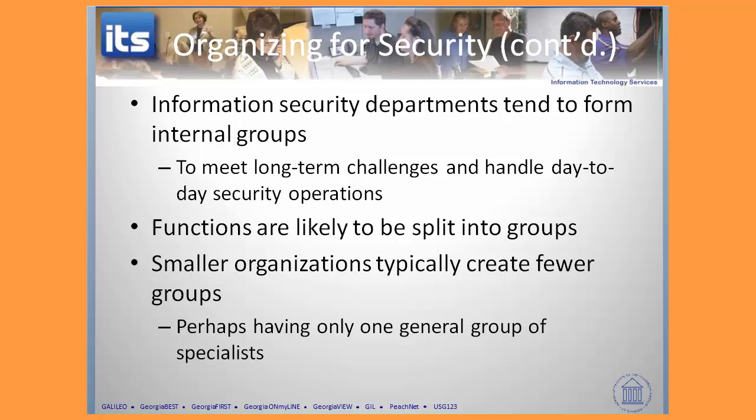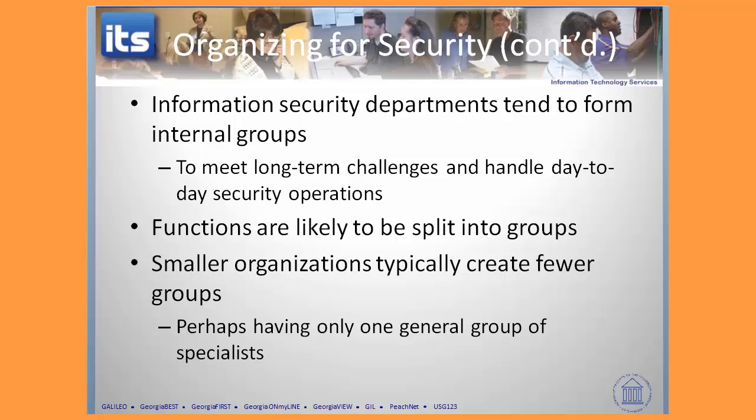You want to probably build some internal groups that address different components. So you may have somebody working on privacy, or a group working on privacy, another group working on security, another group working on risk management. You may have another group working on response. So you want to split things down as you go along, and then again, smaller organizations are just going to have smaller staffs associated with dealing with what they're trying to address.